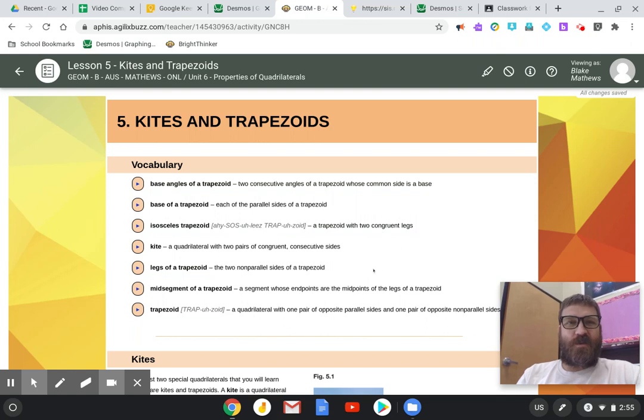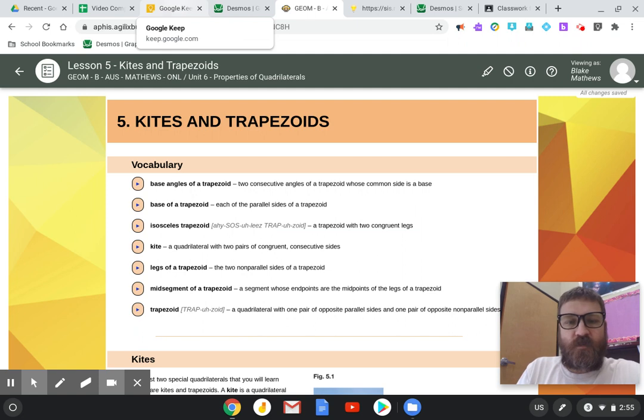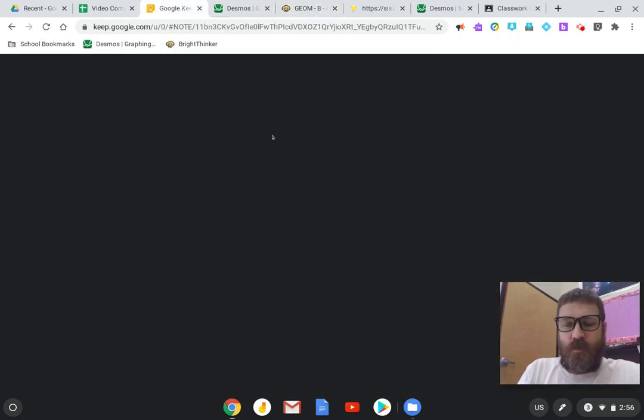This is the Geometry Unit 6 Lesson 5 video over kites and trapezoids. I'm going to start with a kind of overview of the different characteristics of kites and trapezoids, and then we'll work through some proofs, and then we'll look down at the lesson questions, and I think you'll see it's mostly vocabulary, but I'm going to jump into the characteristics of kites and trapezoids.